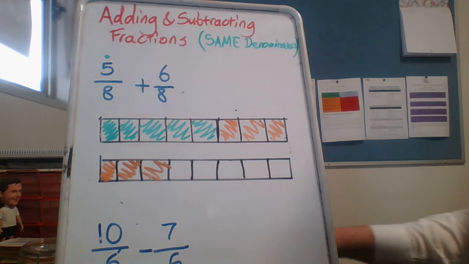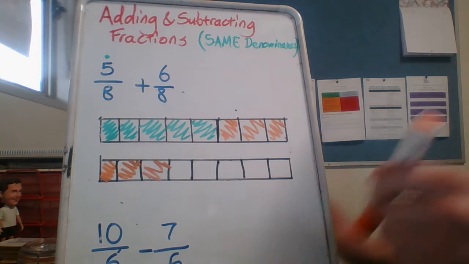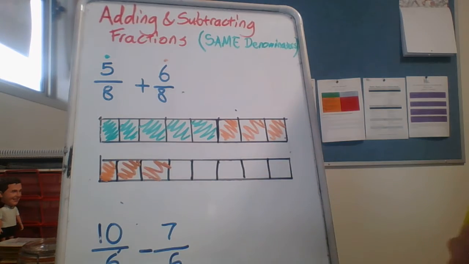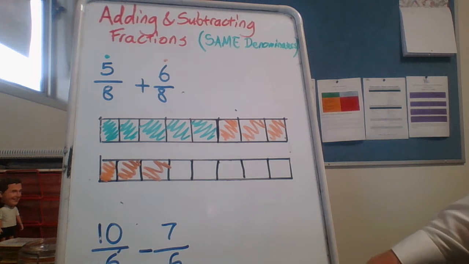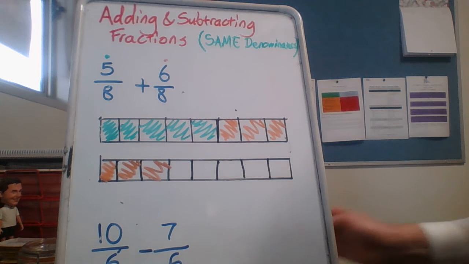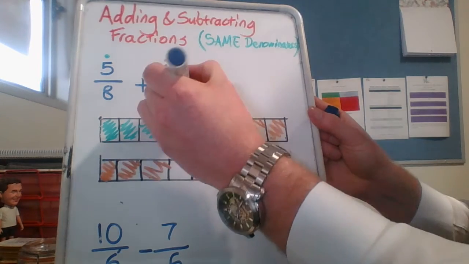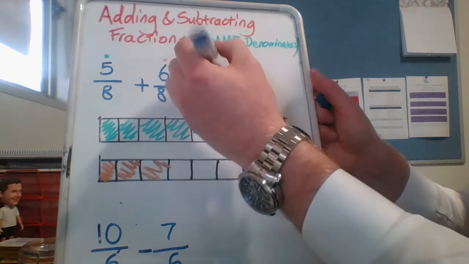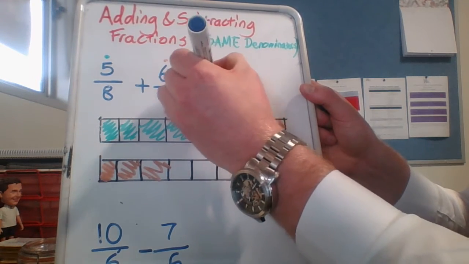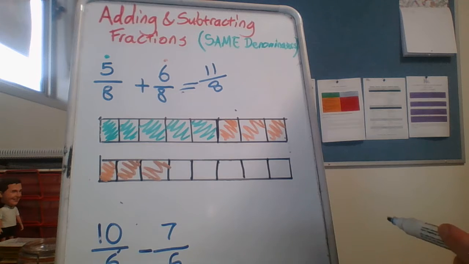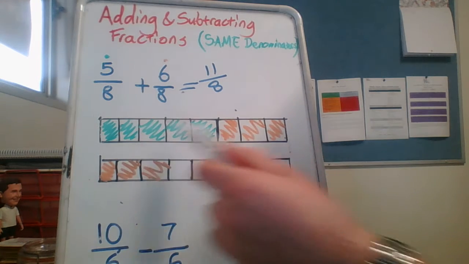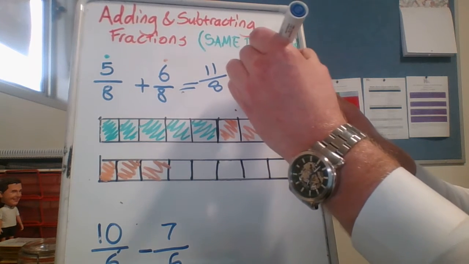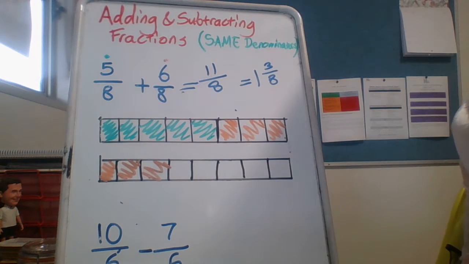So I can see now that I had 5 eighths to start with in green. I've added on 6 more eighths. For my answer, there's 2 different ways I could write this. I could say that altogether, I have 8 eighths and 3 more, makes 11 eighths. I could also write that as a mixed number, because I've seen here there's 1 whole here with 3 more eighths. So I could write that as 1 and 3 eighths.